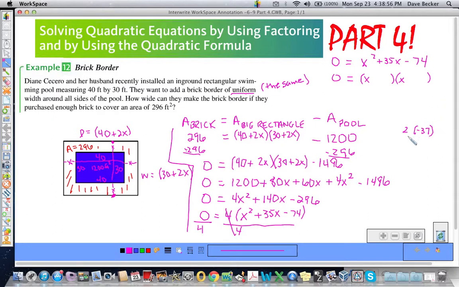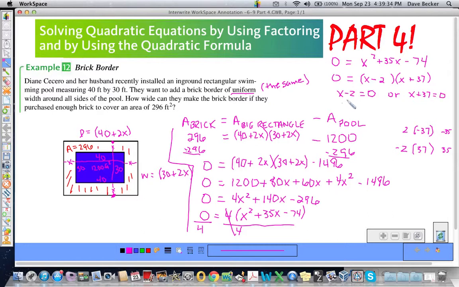That gives me the 74, and if I combine those, that's what? Negative 35. Close, I need positive, so all I need to do is make the 2 negative times a positive 37. That's still negative 74, and that combines to give me the positive 35 I need. So this becomes x minus 2 times x plus 37. Okay. Now I need to solve that, so I can say that x minus 2 equals 0, or x plus 37 equals 0.